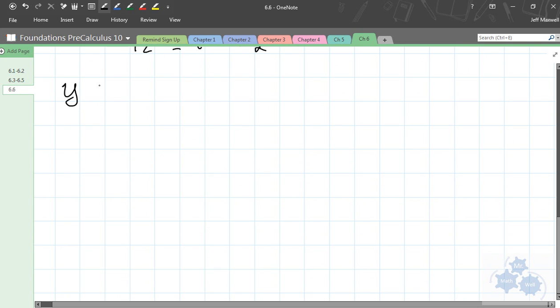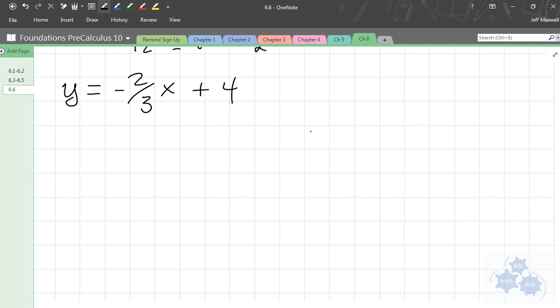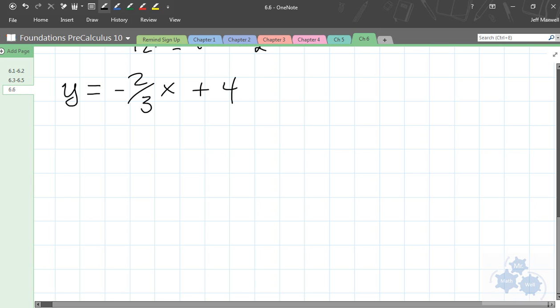All right, what about this? Is this in general form? No, it's not in general form. What form is this? Slope, y-intercept form, yes. And which one is the slope? Where is the slope here? Negative 2/3, very good, is the slope. And what's the y-intercept? Positive 4. That's B, right?